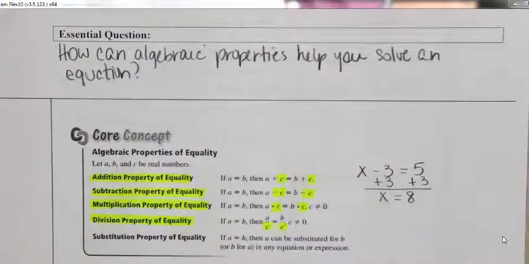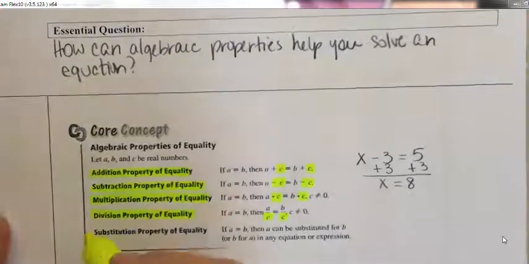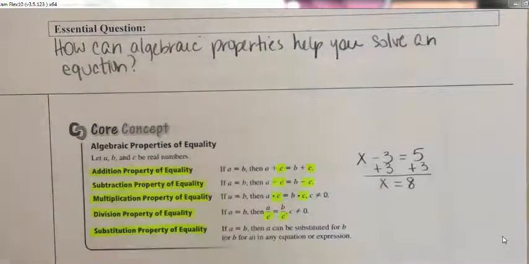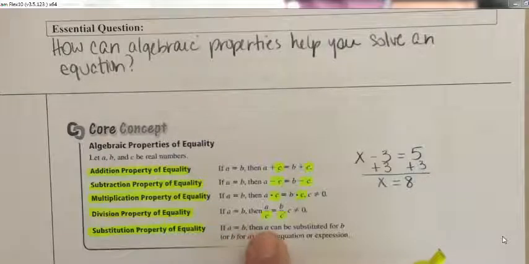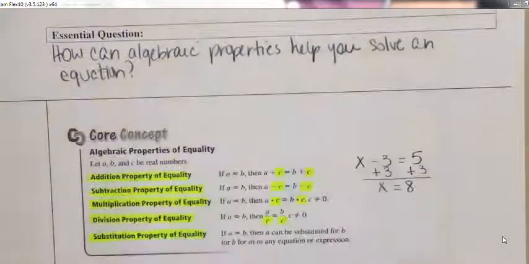Okay, and then the last property is the substitution property of equality. So this one basically says if I have an equation like A equals B, or I have two things that equal each other, then I can substitute A in for B, or B in for A, or whatever. Okay, so we use this a lot.